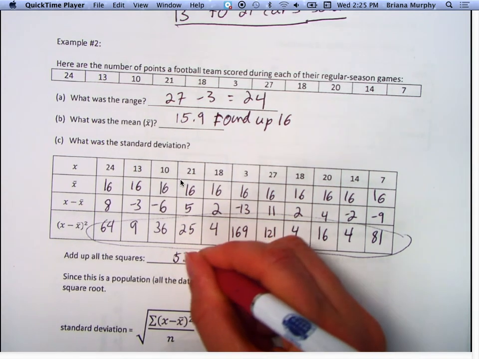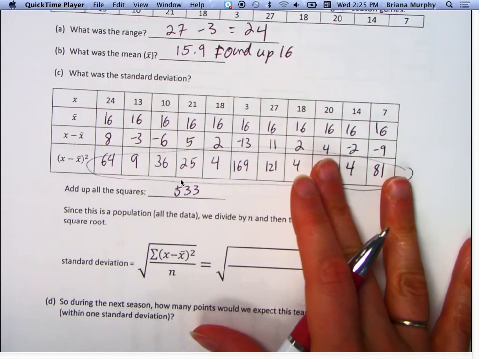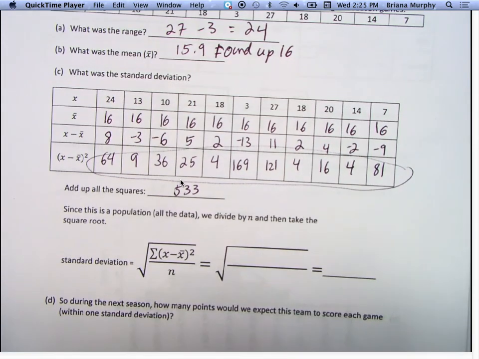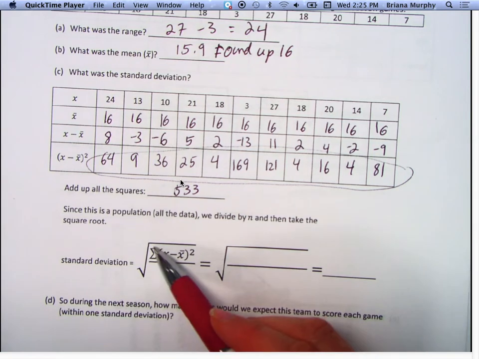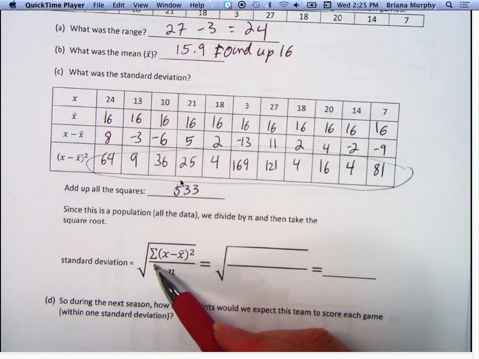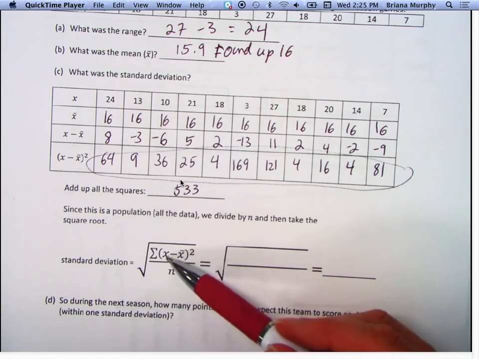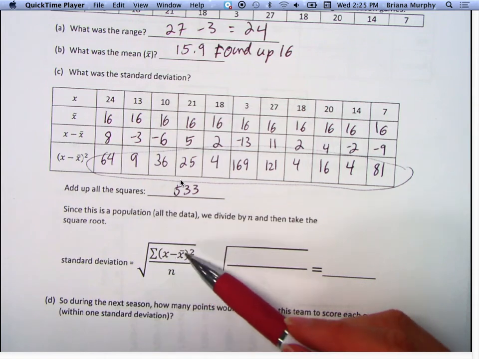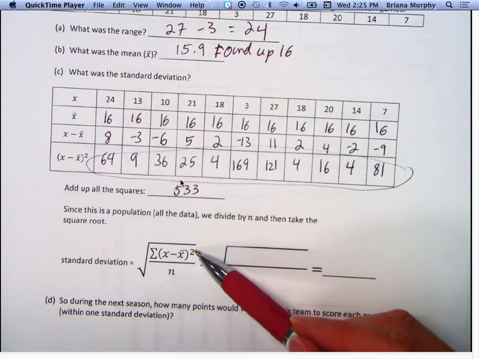533. 533 is our answer. So we're not going to write down what these all say, but we're going to say what they mean again. What does this little funky E mean again? Add them all up. Summation, right? What does the X stand for? Each point. What is this X with a line over? The 2 means square it.